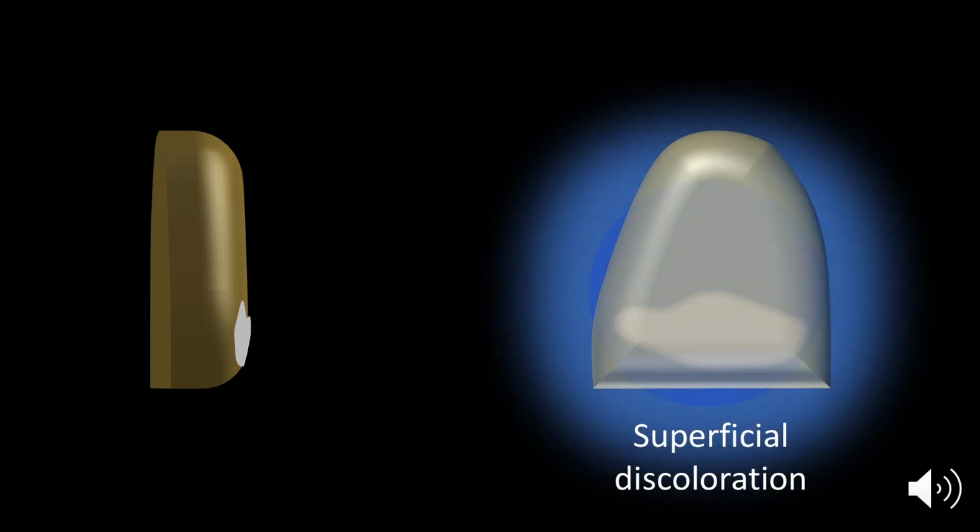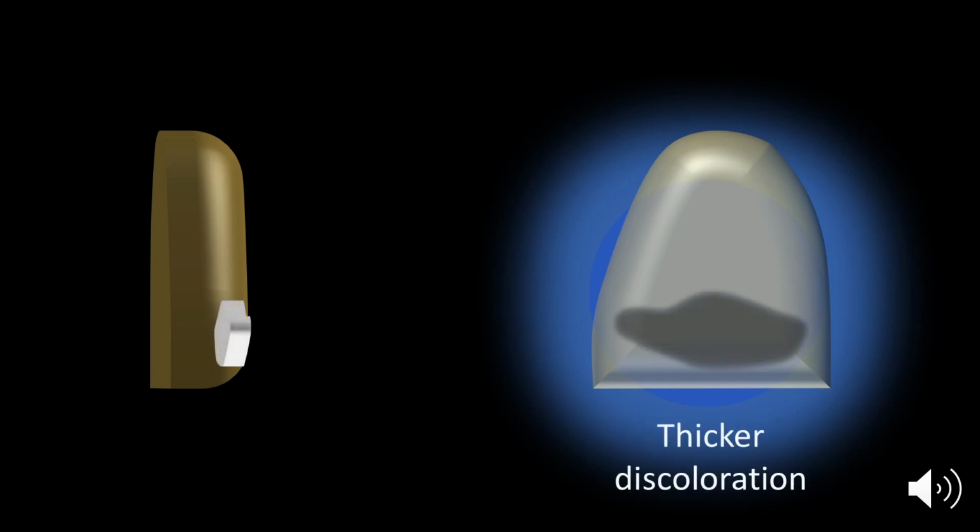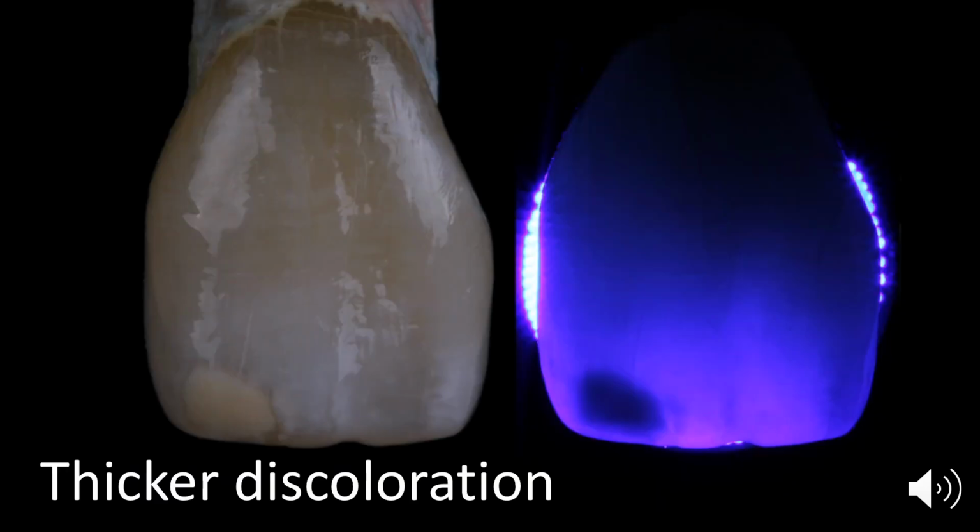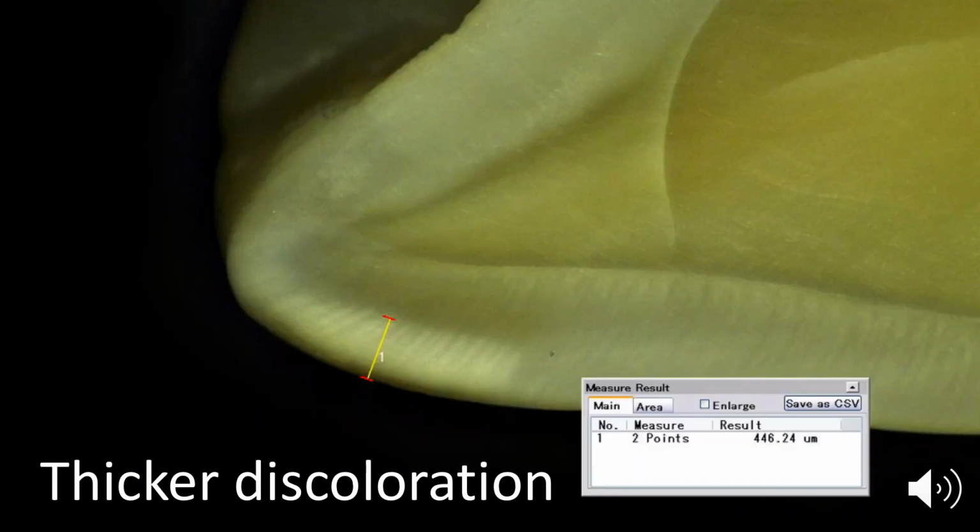If an LED curing light is directed through the lingual of a tooth, a shallow discoloration will allow some light to transmit through the tooth. A thicker discoloration will block light and appear as a well-defined dark area following transillumination. Here is an example of a thick discoloration showing a well-defined dark area with transillumination. When that tooth was sectioned, the discoloration was 450 microns thick. This amount of enamel would not be removed with microabrasion.